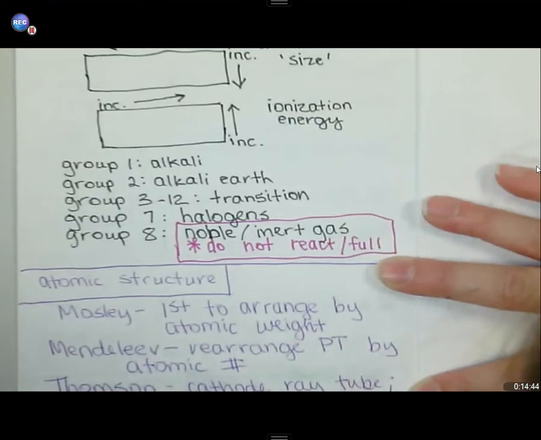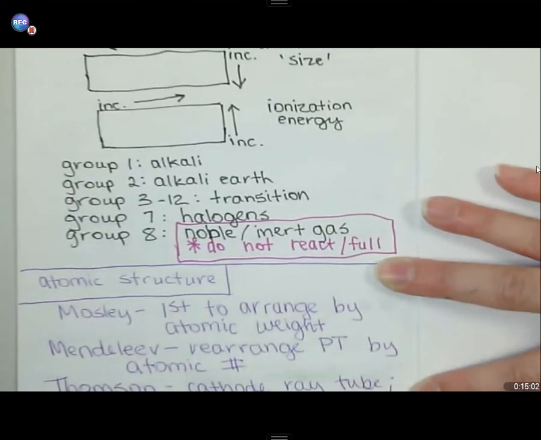Then we had Rutherford. He did the gold foil experiment. I'm trying to get it all to fit on this one page. And with the gold foil experiment, he discovered the nucleus.